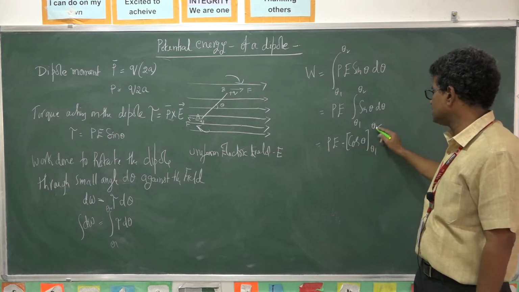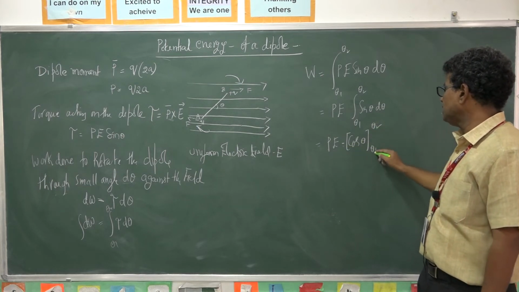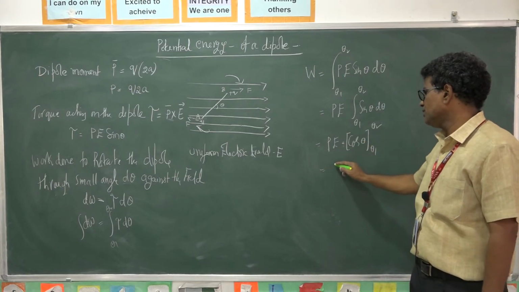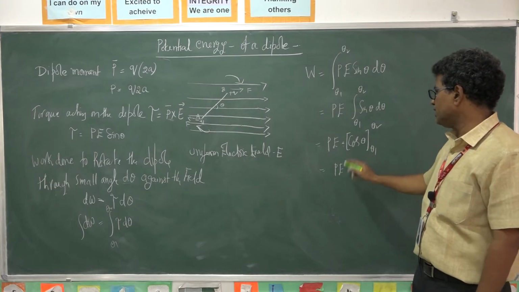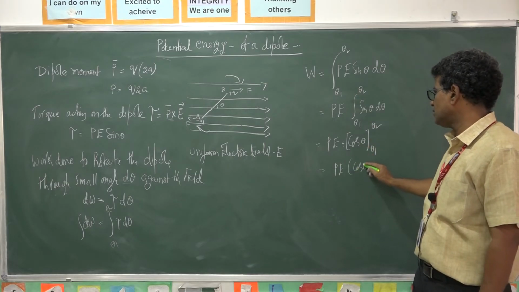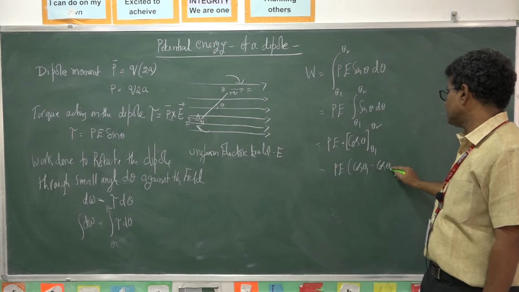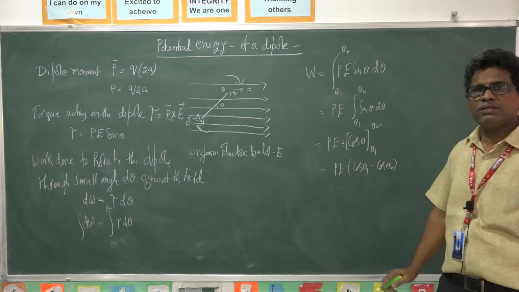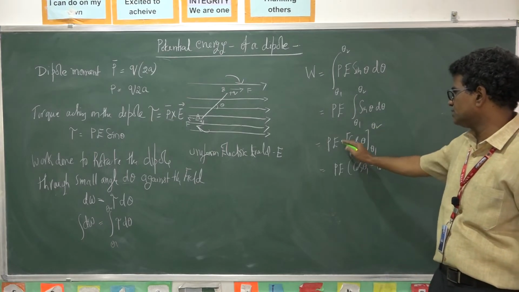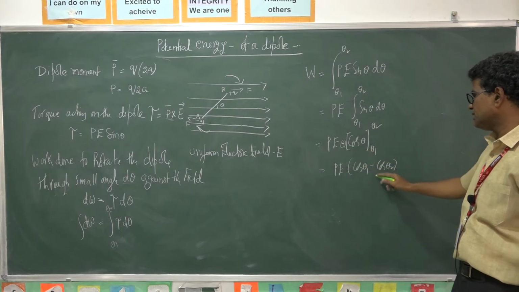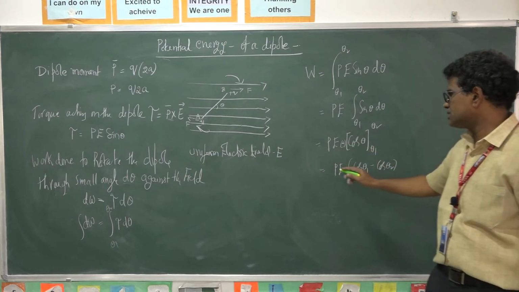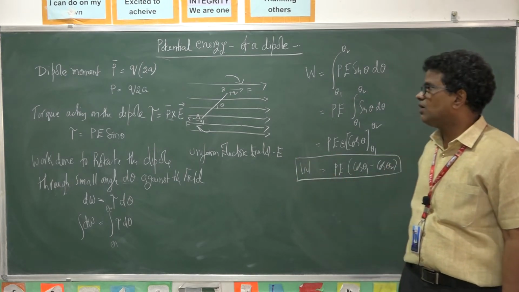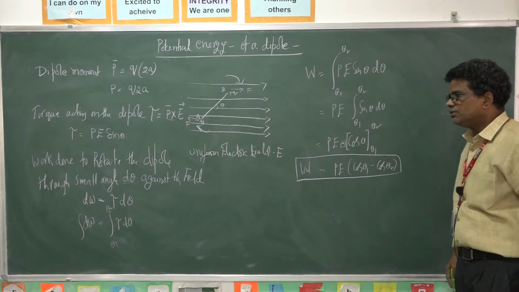We can write it as upper limit cos theta 2 minus cos theta 1 when you are substituting. Since the minus is there, you can write it as lower limit minus upper limit, that is cos theta 1 minus cos theta 2. After substituting upper limit minus lower limit, I reverse this because of the minus. I multiplied with minus, then I got cos theta 1 minus cos theta 2. This is the work done to rotate a dipole through an angle from theta 1 to theta 2.